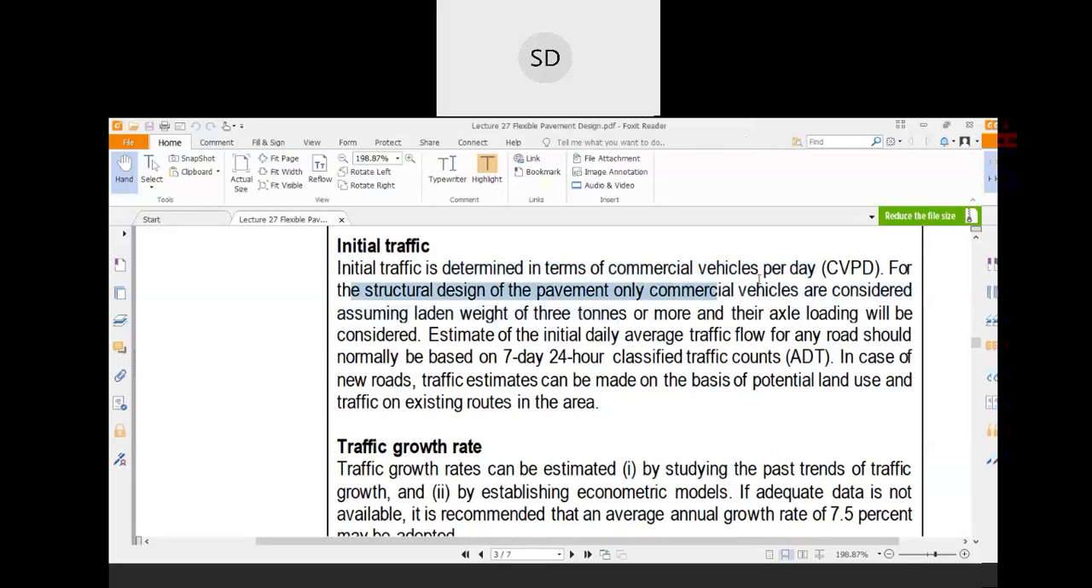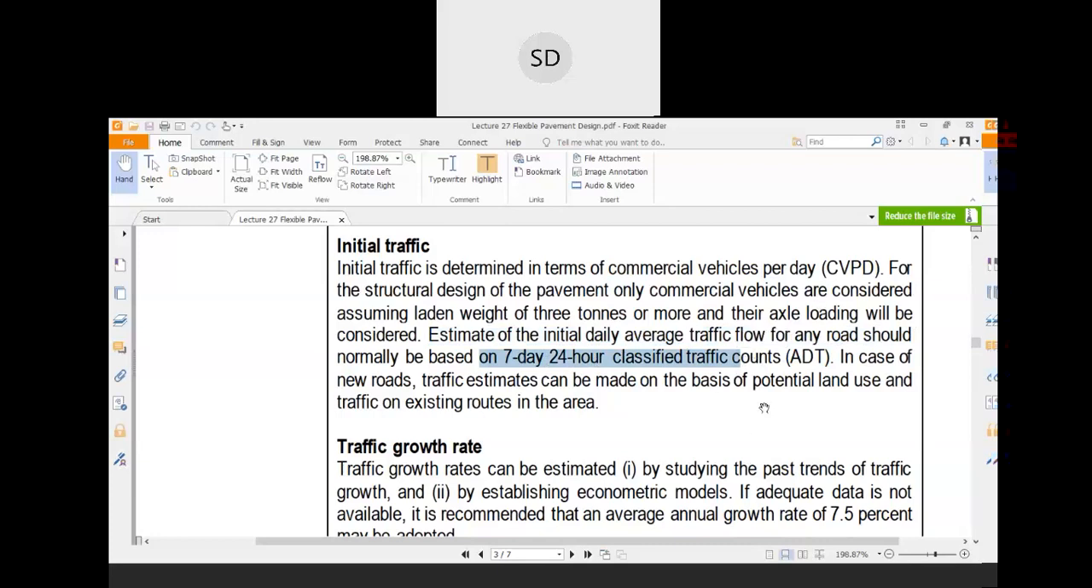Now, for the structural design of the pavement, only commercial vehicles are considered, assuming laden weight of 3 tons or more, and their axle loading will be considered. Estimate of the initial daily average traffic flow for any road should normally be based on 7 day 24 hours classified volume count.